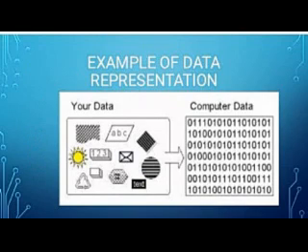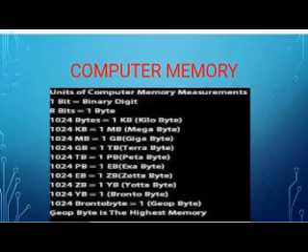Example of data representation. See the picture. Your data is converted into computer data. Your data is nothing but our data. Our data is in the form of text or pictures or numbers. So these types of data are converted into a computer understandable language, that is machine language. Machine language is nothing but zeros and ones. So each and every data can be converted into computer data.